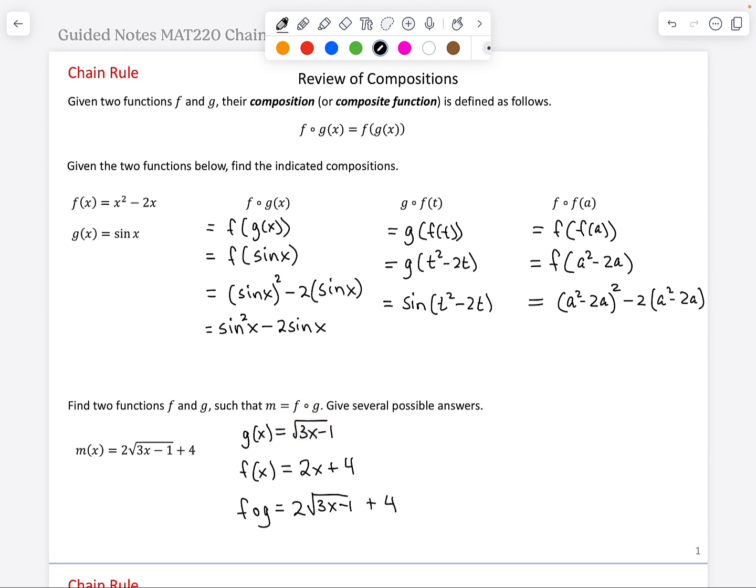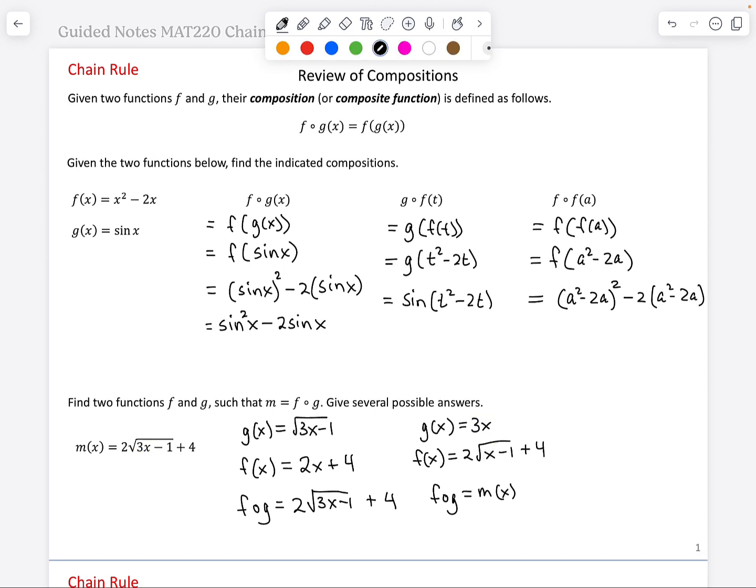Here's a second way we could do this. Let g of x only be this 3x. This would require f of x to be, to substitute this orange position as a variable x, so f of x would be 2 times the square root of just x minus 1, and then plus a 4 outside of the radical. And sure enough, f of g would be, if you take this 3x and substitute it in where this x is, you would certainly get the m of x function again, which I won't bother rewriting.